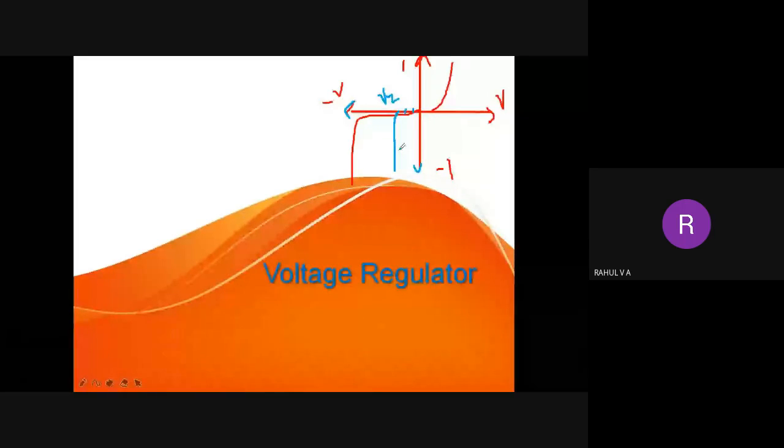But after 5.1, if you keep on increasing the input voltage, nothing happens. The voltage across the Zener diode is the same as the Zener voltage, 5.1 volt, but the current is increasing.